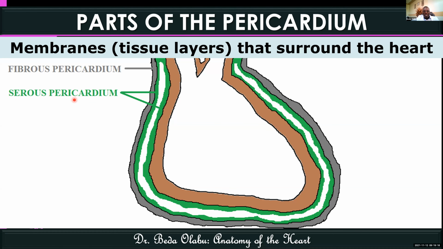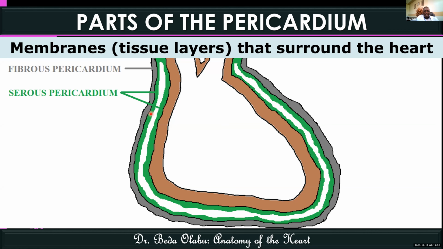Histologically, serous pericardium is a simple squamous epithelial lining. This is what we called some time back the mesothelial layer. Simple squamous epithelial lining. It's the one that secretes some fluid into the pericardial cavity. Remember, it's epithelial. It's not connective tissue. It is mesothelium.